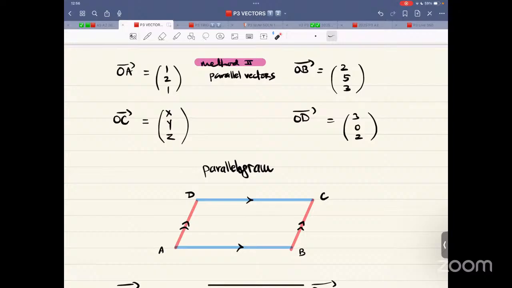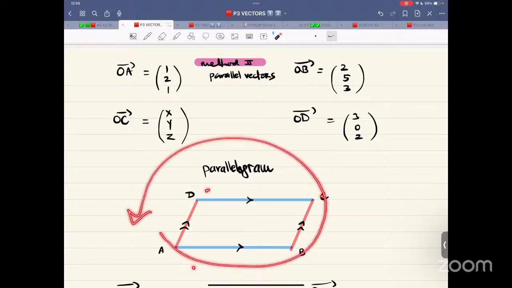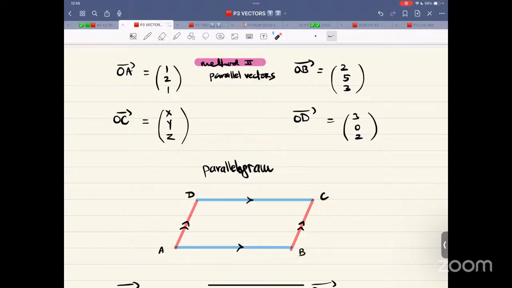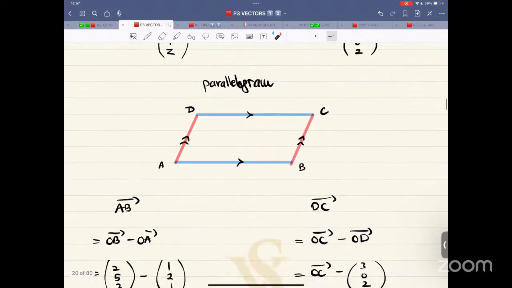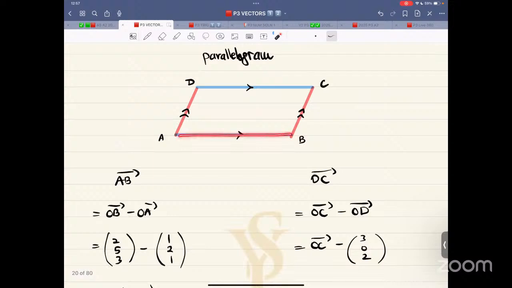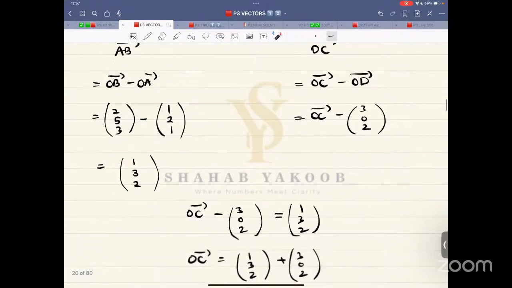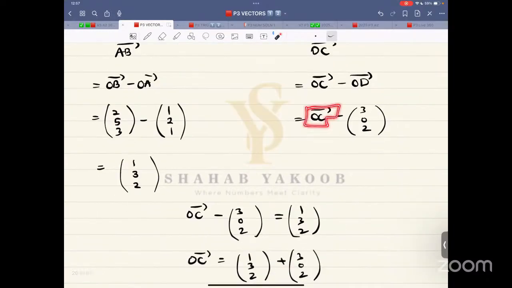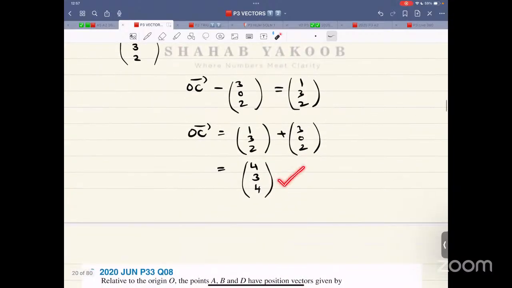Method 2, the parallel vectors. We have A, B, C, D, just a diagram in which the labeling is done correctly in an anti-clockwise direction and there is no hopping in between. So now this is A, C, this is B, D. Let's evaluate AB, that is OB minus OA. Let's evaluate DC, that is OC minus OD. Let me write OC as it is. If it's a parallelogram, this should equal this. Hence, you find the value of OC.